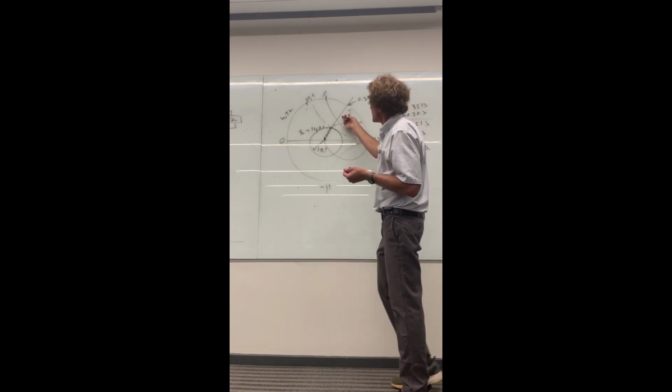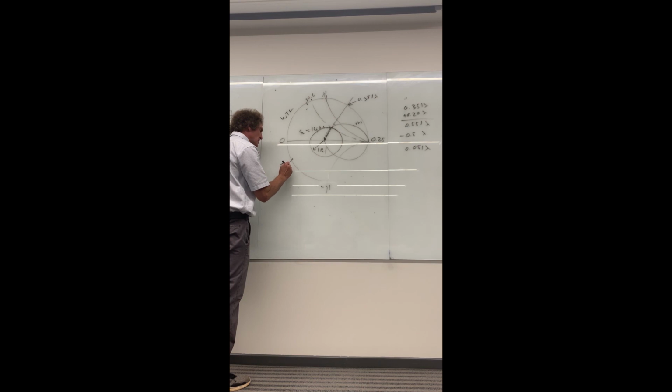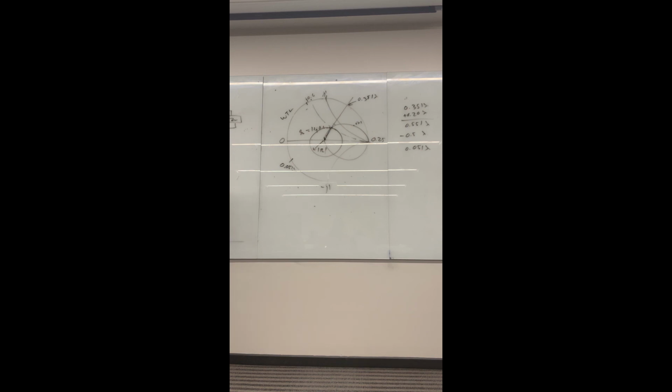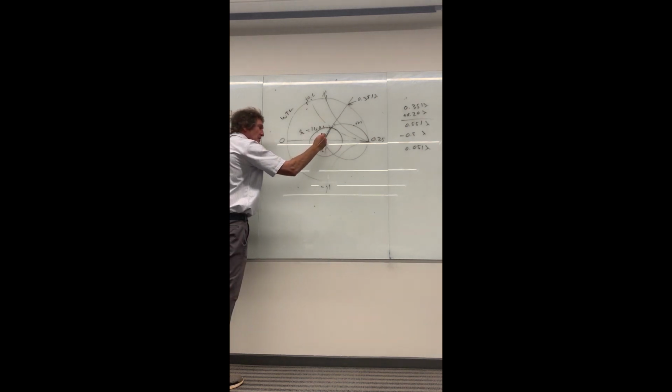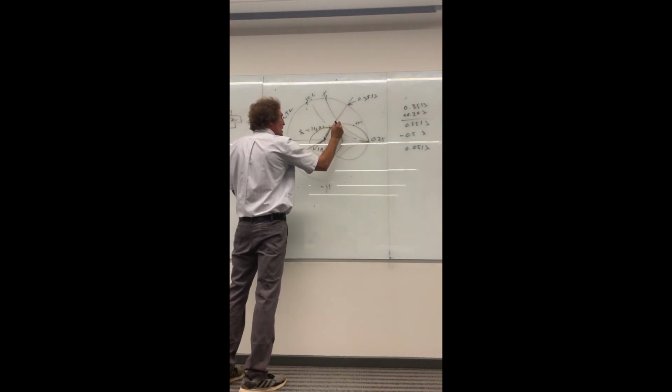0.051 lambda is here roughly. Look at it. It's about here. 0.051 lambda. You all see that? You see it? Draw a straight line from the center through there. And just note this, this is actually 0.1.